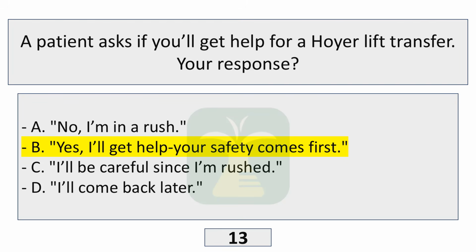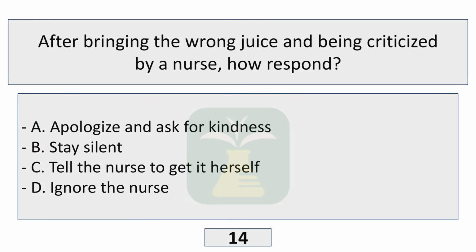Rushing risks injury. After bringing the wrong juice and being criticized by a nurse, how respond? A. Apologize and ask for kindness. B. Stay silent. C. Tell the nurse to get it herself. D. Ignore the nurse. Correct answer. A. Apologize and ask for kindness. Acknowledge the error, but address disrespect professionally.